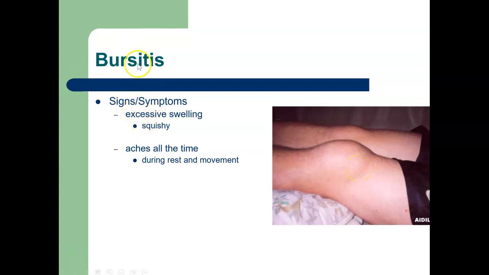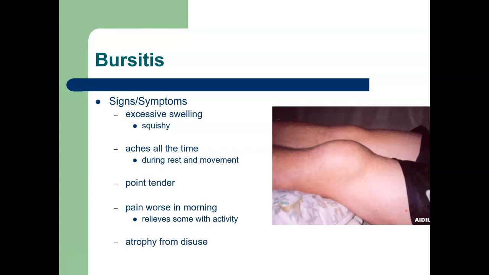So signs and symptoms. This is the acute one, right? We might have excessive swelling if it's an acute ruptured bursa. If it's the more chronic, friction-based kind of injury, then we have more of this aching all the time, definitely point tender, very similar to tendonitis, where it kind of hurts and then you get loosened up and it feels a little bit better, and then gets worse again at night, after you've been on it all day.